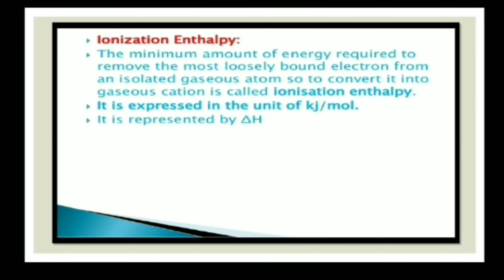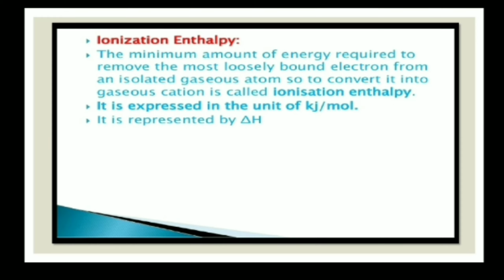Ionization enthalpy is the minimum amount of energy needed to remove the electron from the outermost orbit of an isolated gaseous atom, an atom in which the electrons are free to move. Removing the electron is much easier in the gaseous state. That converts the atom into a gaseous ion, and that process is called the ionization enthalpy.